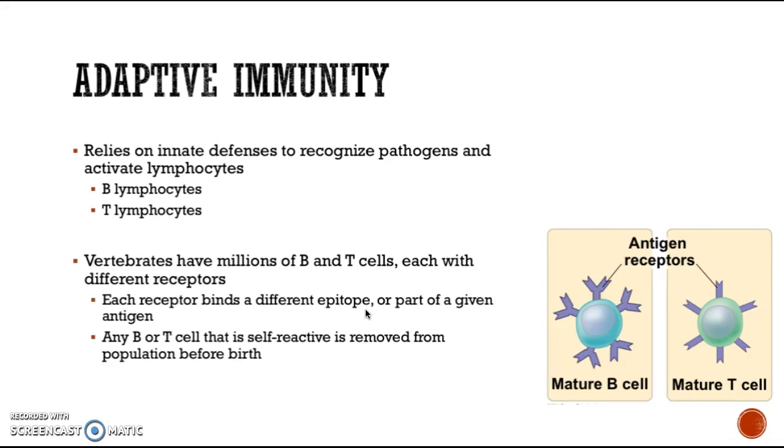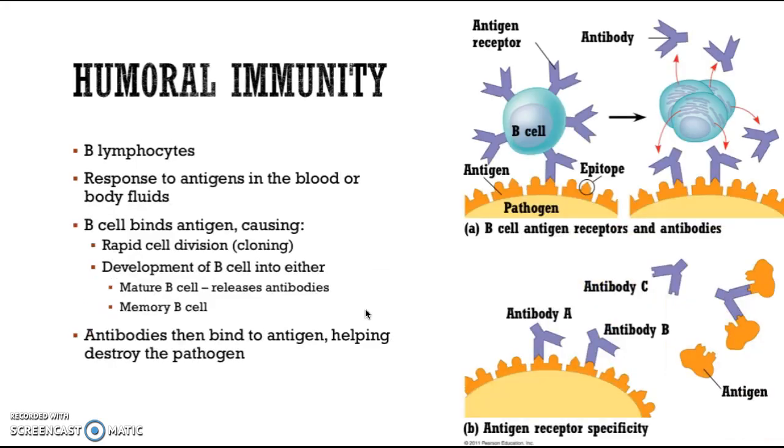Okay, so for the adaptive immunity, we're looking at two kinds. The humoral immunity, or the humoral response, involves B lymphocytes, and those are going to respond to antigens that are in the blood or other body fluids, right? Your lymph system, etc. So humoral is referring to the humors or the liquids of the body.